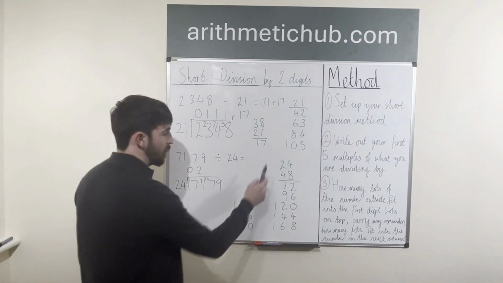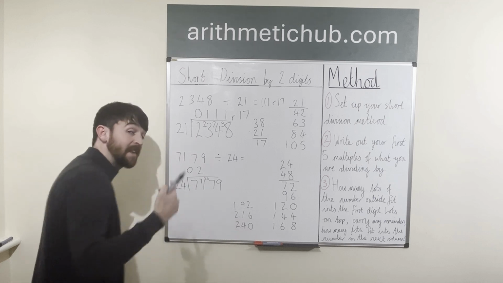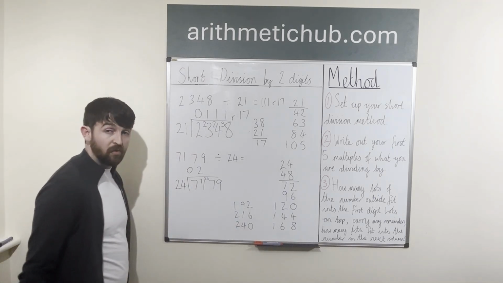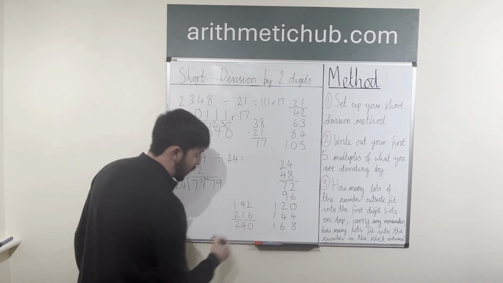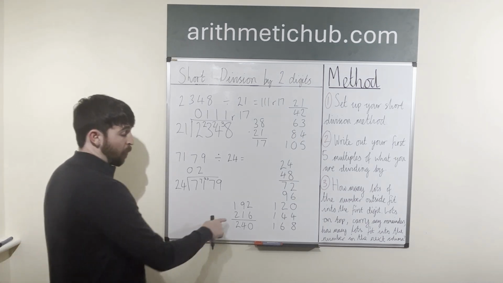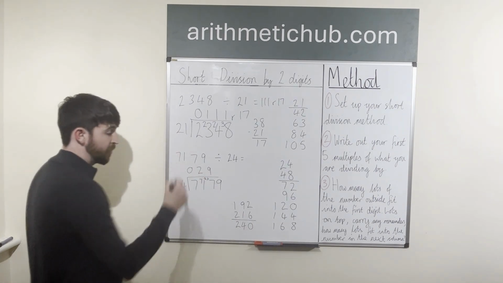Let's just check it, shall we? 1, 2, 3, 4, 5, 6, 7, 8, 9, 10 lots. It is 10 lots. So we can't go to 240. We're going to have to stop here at 216. So we know this was 10 lots, so this is going to have to be 9 lots.